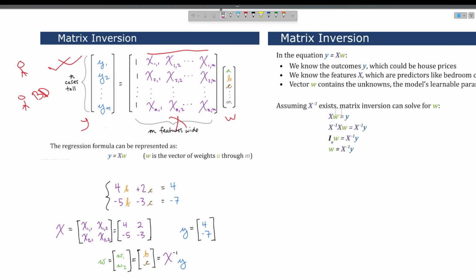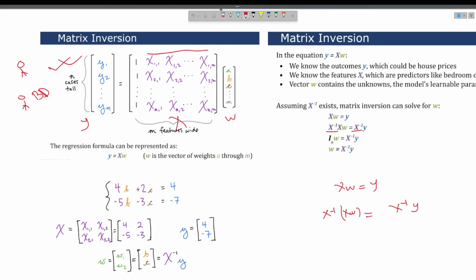Here is how we can solve it. This is the equation, right? Then on both sides we can multiply by X inverse. Let me write it so that it's easier for you. On both sides, I'm adding one thing, which is X inverse. So we are multiplying both sides with X inverse.